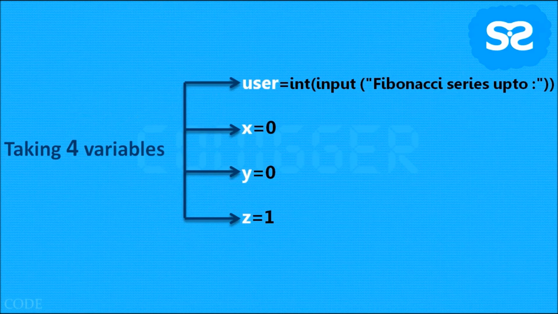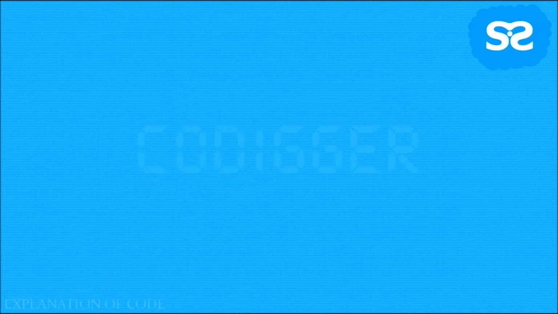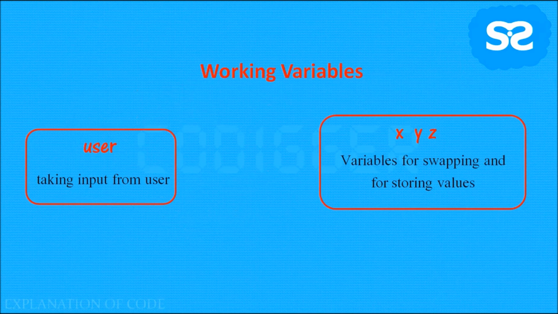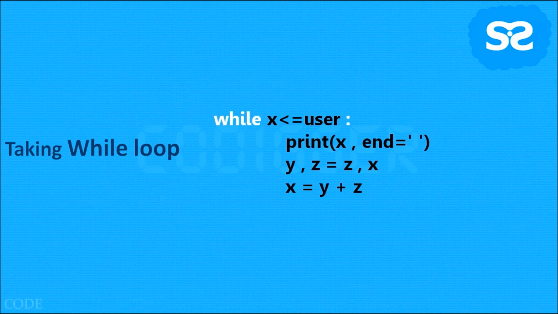Explanation of the code: initially, taking four variables: user, x, y, z. User is for taking input from the user. x, y, z are variables for swapping and for storing values. Now taking a while loop for propagation, it starts with default 0, 1. At first it runs until x is less than or equal to the user input, then using swapping of values.